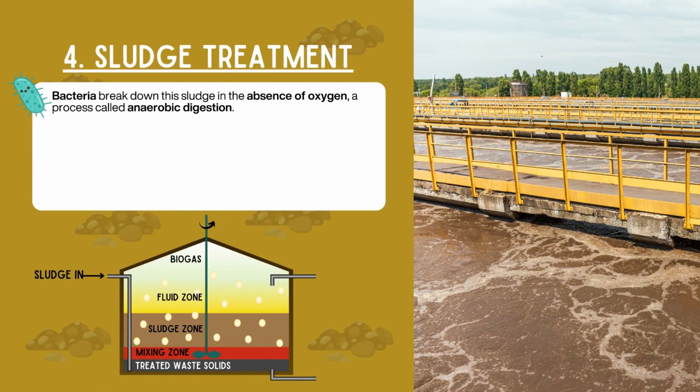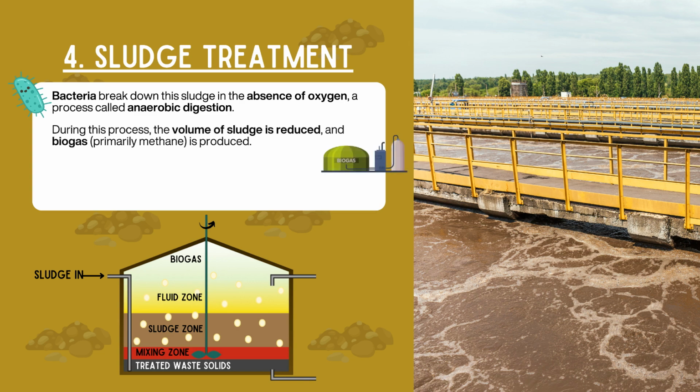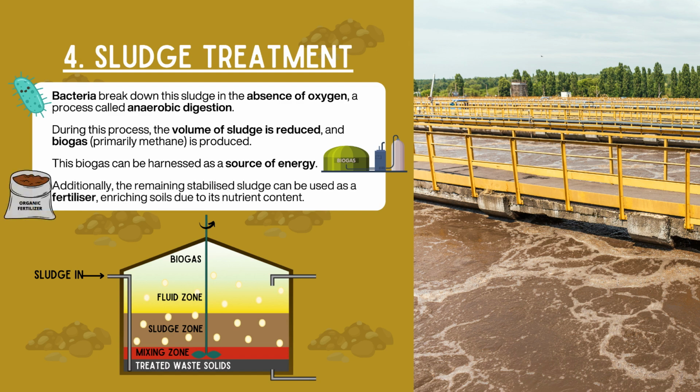The collected sludge from the sedimentation tanks is treated next. Bacteria break down this sludge in the absence of oxygen, a process called anaerobic digestion. During this process, the volume of sludge is reduced and biogas, primarily methane, is produced. This biogas can be harnessed as a source of energy. Additionally, the remaining stabilized sludge can be used as a fertilizer, enriching soils due to its nutrient content.